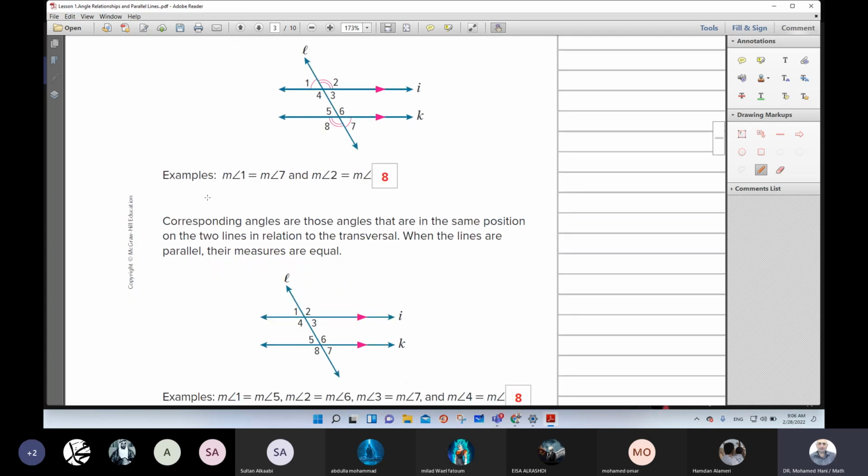And always the alternate exterior angles will be congruent, like 2 congruent with 8 and 1 congruent with 7. So we can write measure 1 equals measure 7. Measure 1 equals the measure of angle 7, and the measure of angle 2 equals the measure of angle 8.